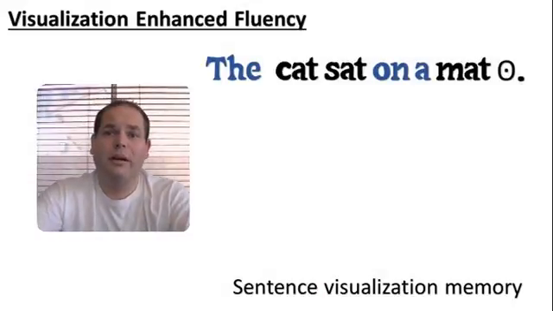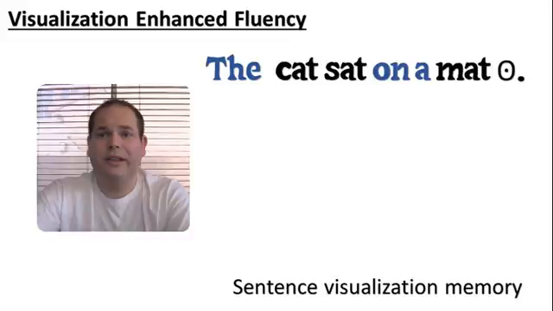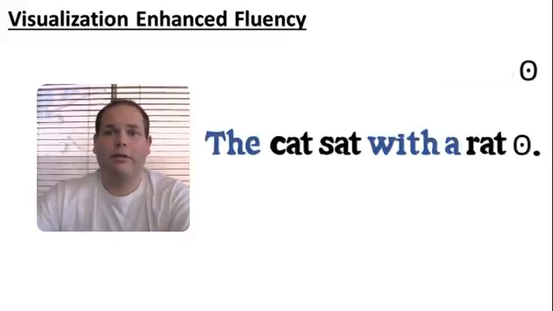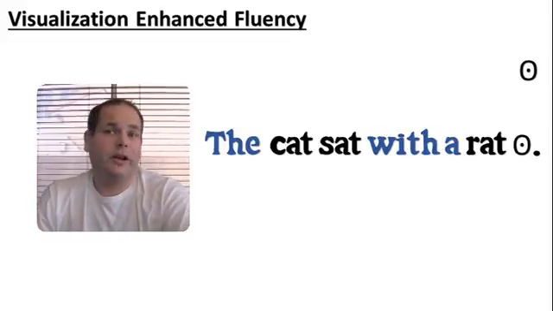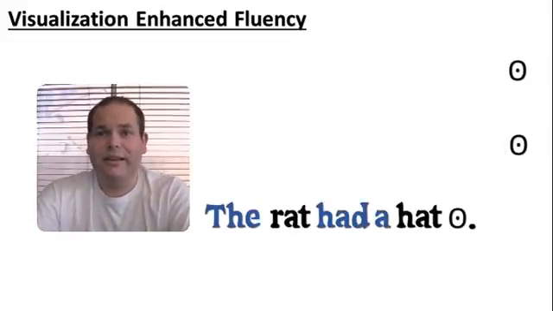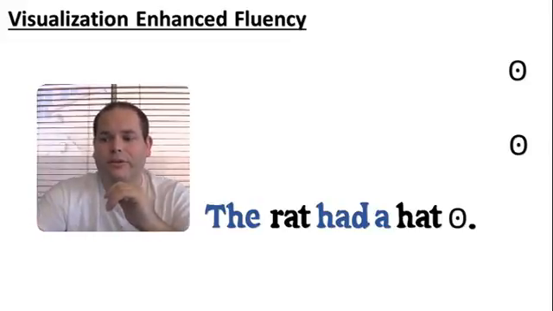You can also work on memory with this. So when they say the cat sat on a mat, then we go to the cat sat with a rat. Oh, what did the cat do first? See it in your head. What did the cat do second? And then don't forget, the rat also had a hat on his head. And so just like before, we'd work on the visual memory.